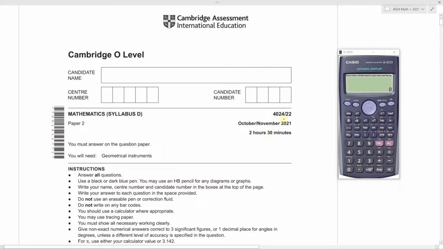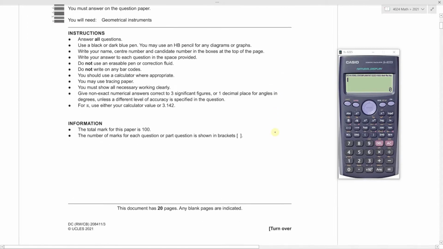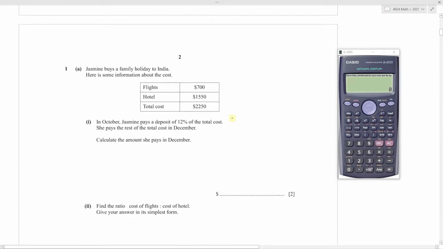So let's solve paper 2-2 for October-November 2021. Question number 1, part A. Jasmine buys a family holiday to India. Here's some information about the cost. So you have flights, hotel, and then the total cost.